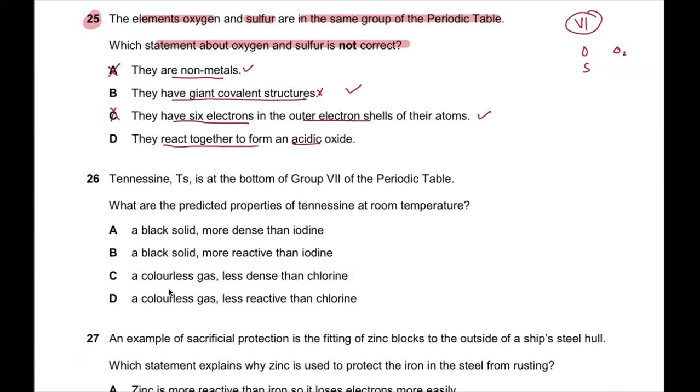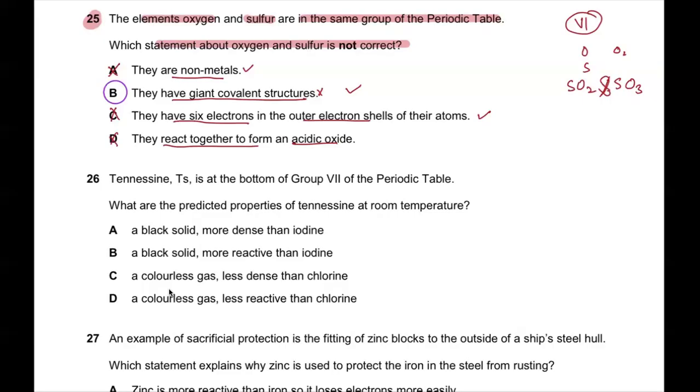They react together to form acidic oxides. Yes, they do react together to form acidic oxides, which are SO2, and SO3 is also formed from these two, right? So D goes wrong. So we are only left with option B. So B is the correct answer. Is this clear to all of you?